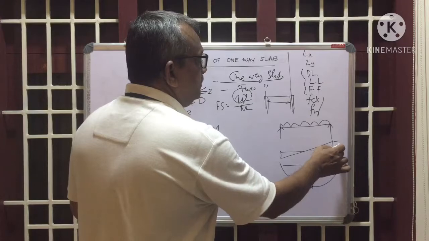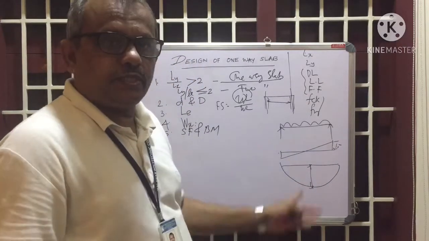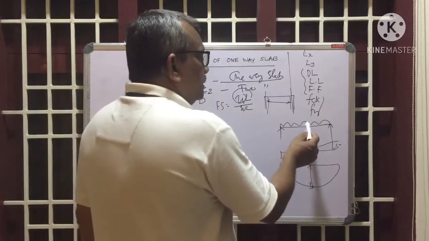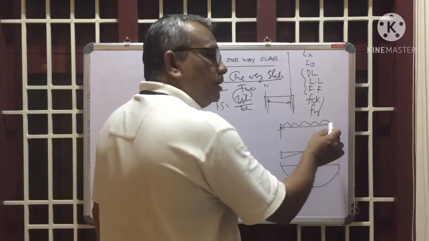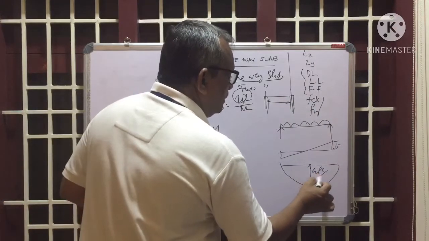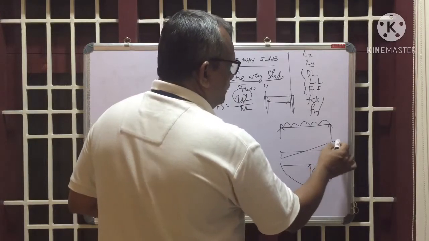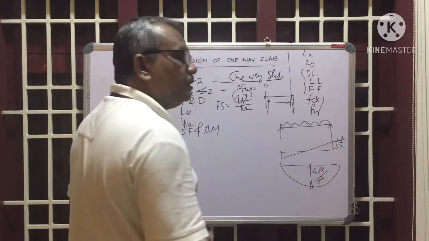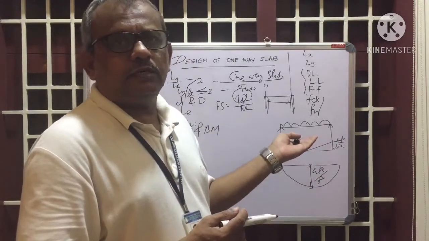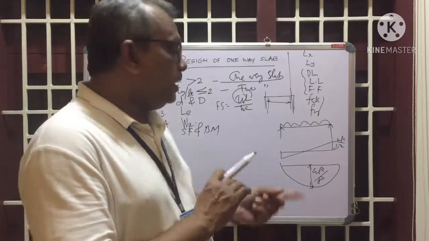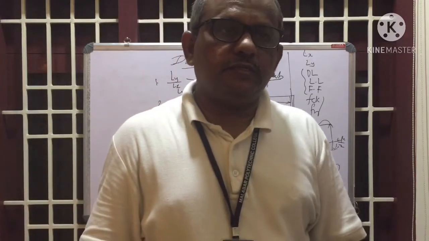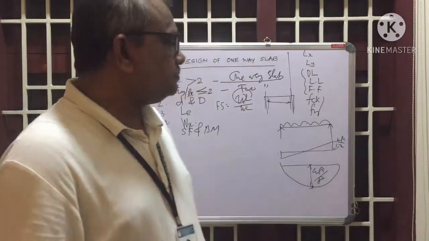Maximum BM, maximum SF at the two supports. You know that, the SF and BM diagrams. So accordingly, if it is UD load in a simply supported beam, then maximum BM is W L squared by 8 and maximum SF is W L by 2, isn't it? If it is a cantilever beam, accordingly take the SF and BM values. Maximum SF and maximum BM values are to be calculated, right? Depending upon the type of the beam.